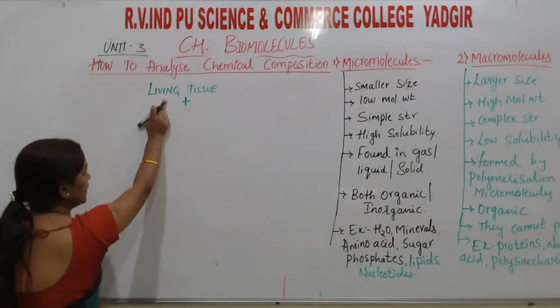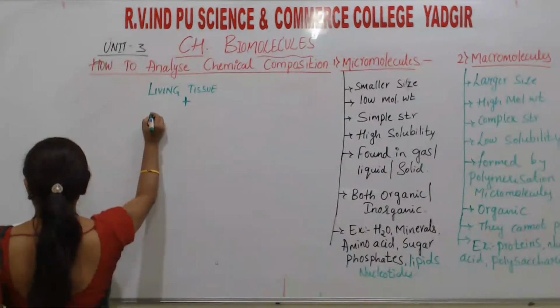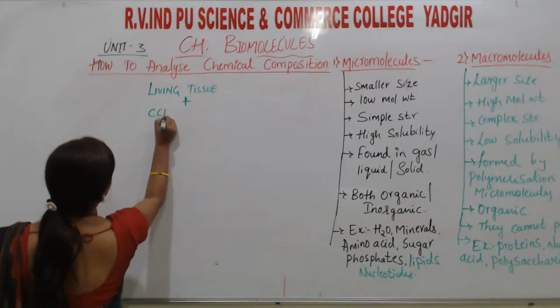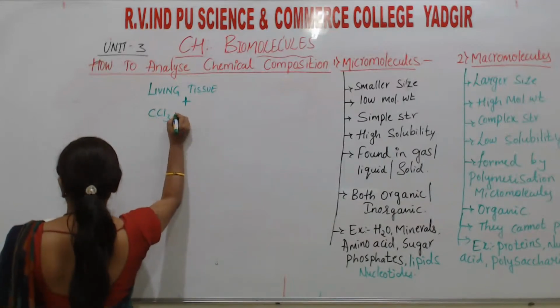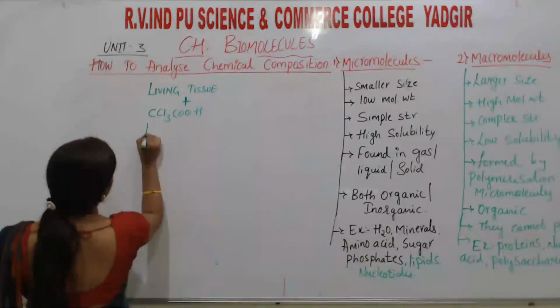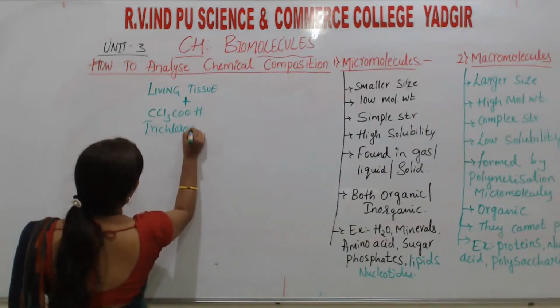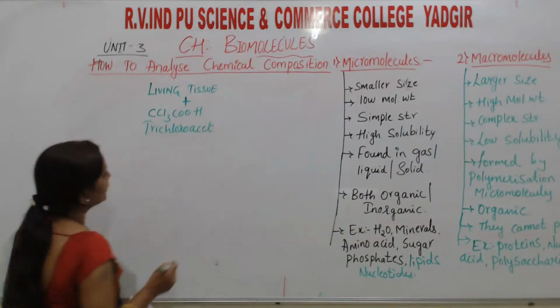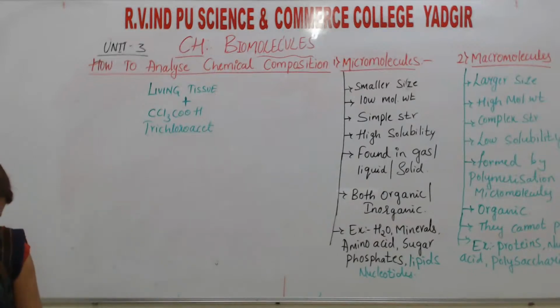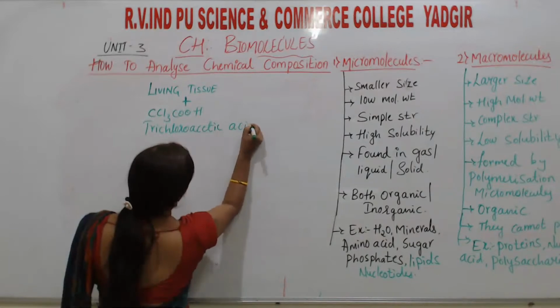Trichloroacetate. Now this living tissue is treated with trichloroacetate. That is, it is written as CCl3COOH. What is it? Trichloroacetic acid.